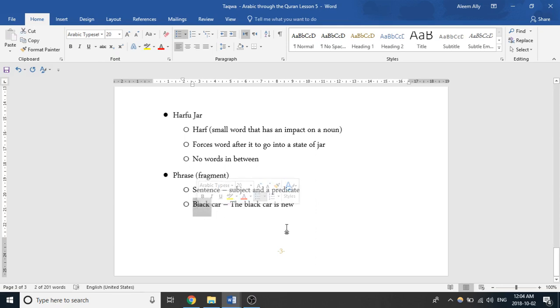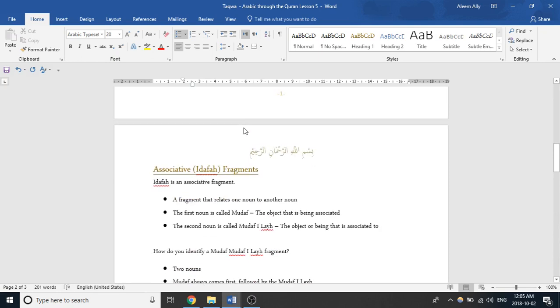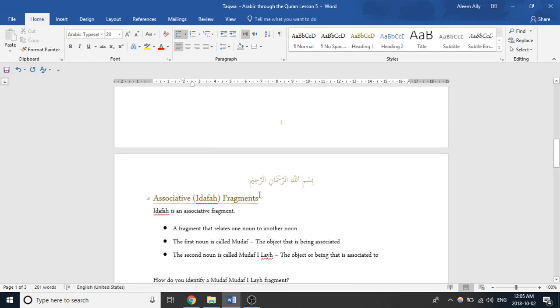Well, what about that black car? I need some information about it. You've got to tell me something about it for it to be a complete sentence. So to complete it, we'd say the black car is new. The black car would now be your subject, and then is new would be your predicate. So I just wanted you to keep that in mind, because we're going to be studying soon the five types of fragments and phrases. But actually right now we're going to delve right into one of them, and that is the association fragment, or the associative fragment.